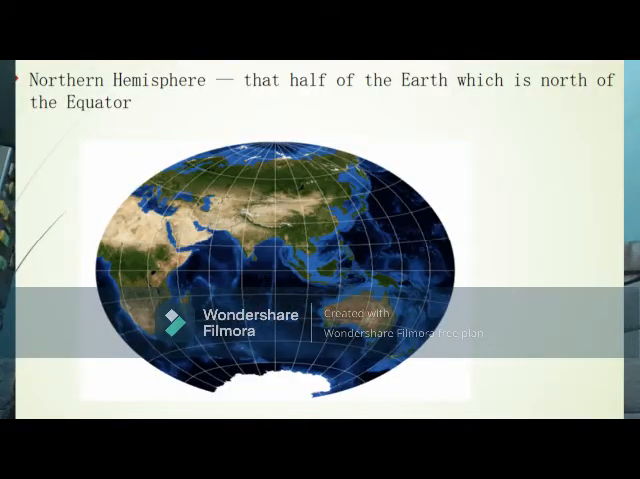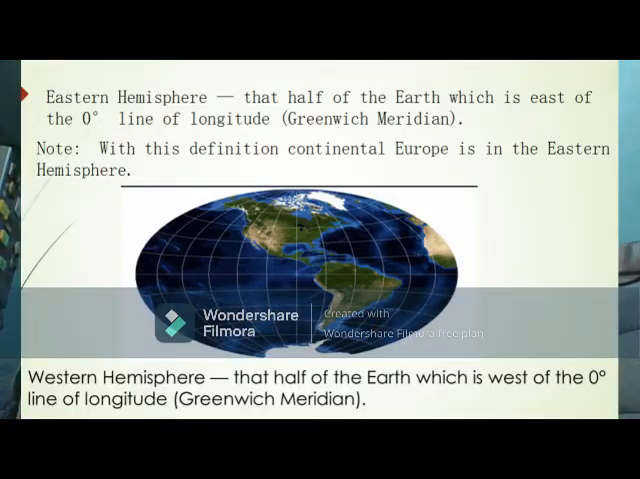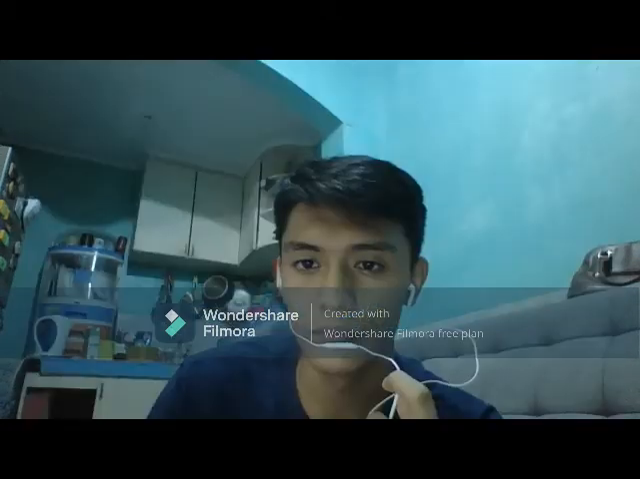Northern hemisphere, the half of the Earth which is north of the equator. Eastern hemisphere, the half of Earth which is east of the 0 degrees line of longitude. Note, with this definition, continental Europe is in the eastern hemisphere. Western hemisphere, the half of Earth which is west of the 0 degrees line of longitude.